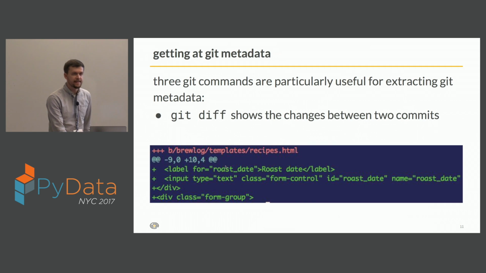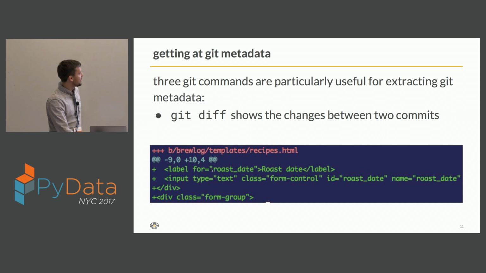Number two is git diff. What git diff does is you give it two different commit identifiers, two different IDs, and it'll show you all of the changes that occurred between those two commits. So you can give it one point in history and another point in history and see all of the things that have changed within your code base between those two things.